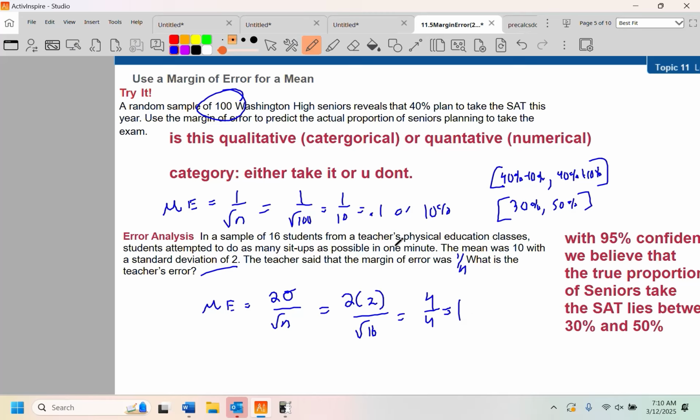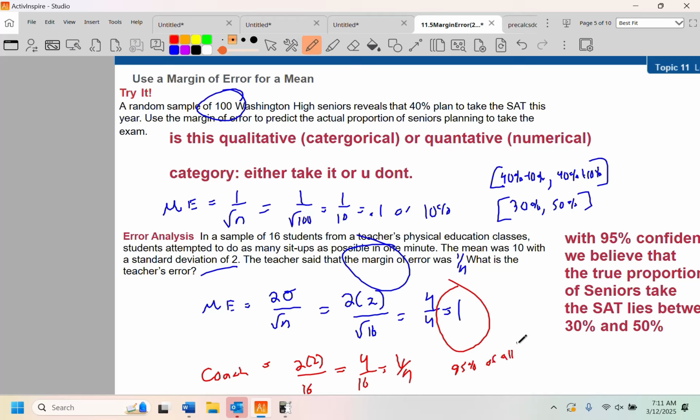What the coach did was 2 times 2 over 16. They forgot the square root. 2 times 2 is 4. That's what that coach did, because you know it's math. So what this means is that 95% of all students did between 9 and 11 sit-ups in this case. They did 9 to 11. All right, there's the true CI.